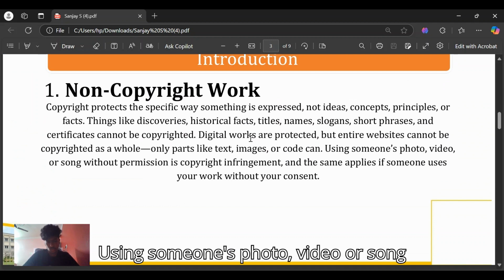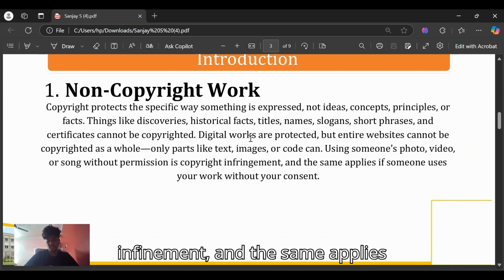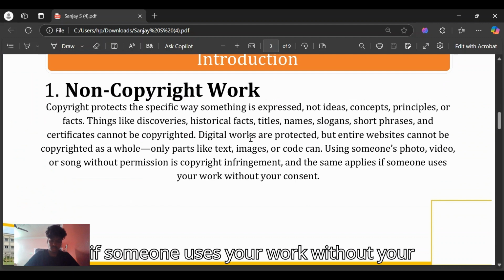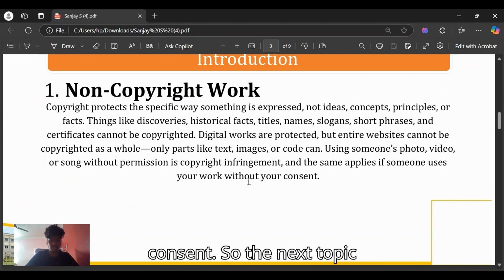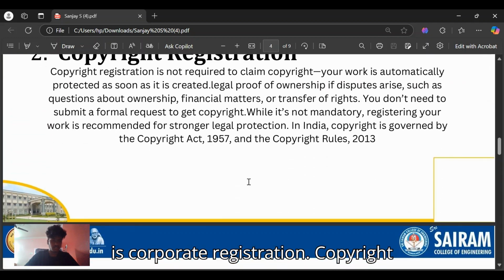Using someone's photo, video, or song without permission is copyright infringement, and the same applies if someone uses your work without your consent. So, the next topic is copyright registration.